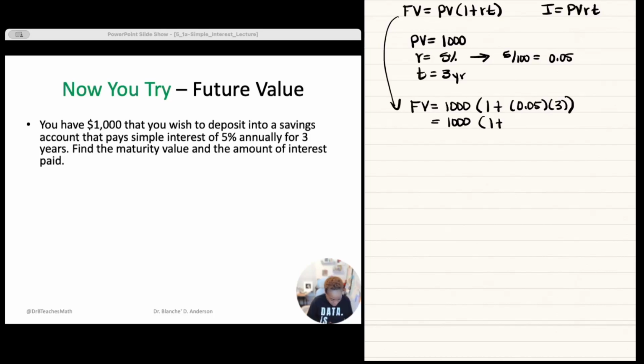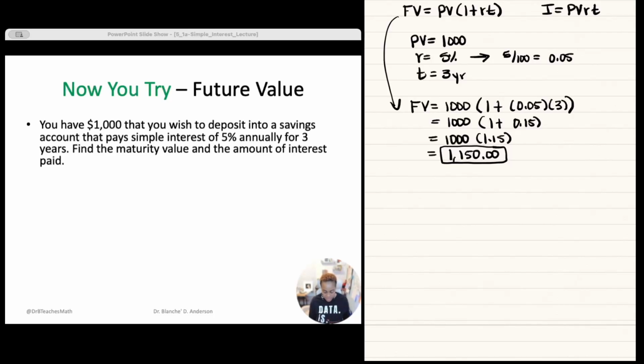You should get, looking at my notes, this should be 0.15, okay? Plus 1, 1.15. And when you multiply that, you get $1,150. Okay, so that's your future value.